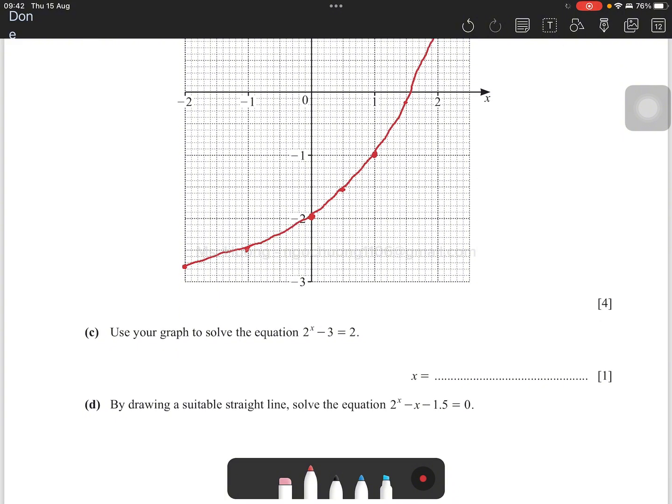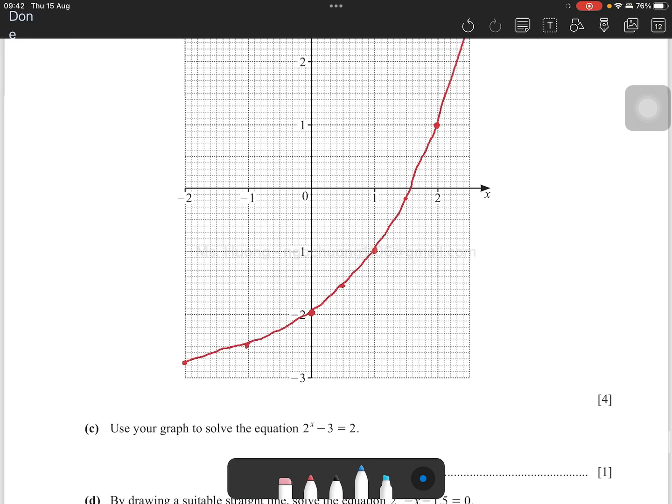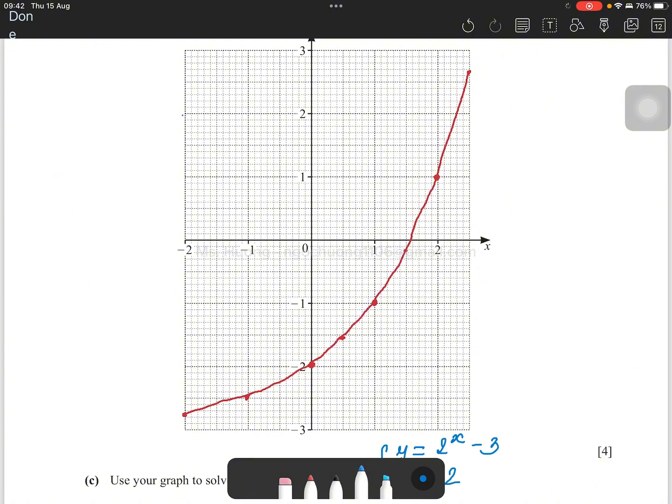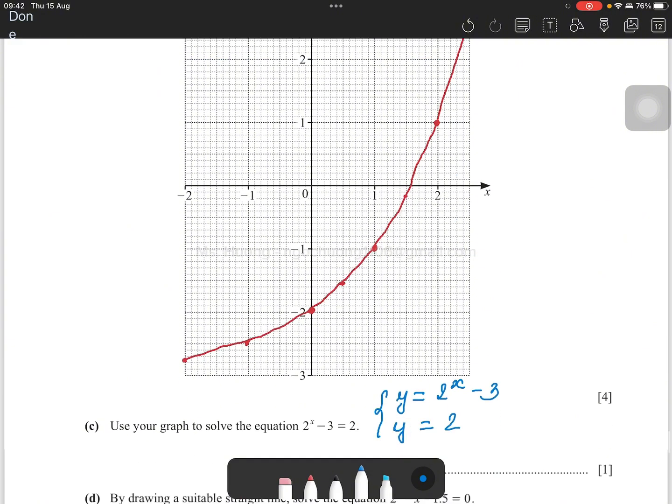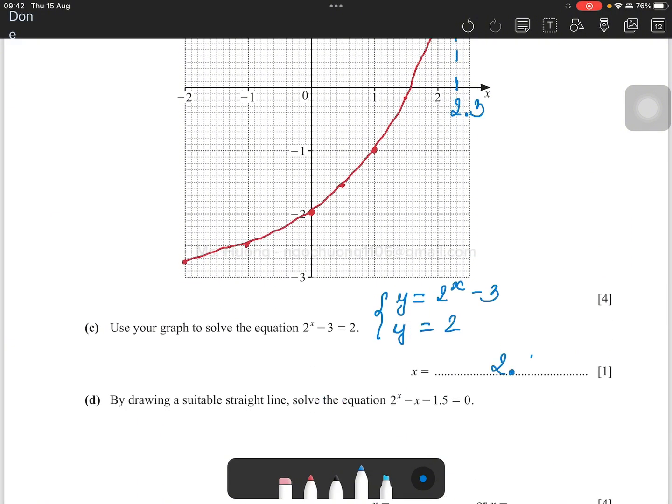C. Use your graph to solve the equation 2 to the power of x minus 3 equals 2. So in this case, we will have two lines. The first one is y equals 2 to the power of x minus 3. This is what we just drew on the graph. And the second line is y equals 2. So we draw the line y equals 2. It is a horizontal line. And the intersection is this. The intersection is 2.3. So the answer is x equals 2.3.